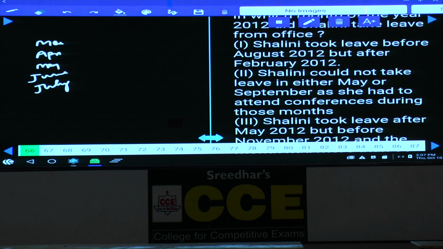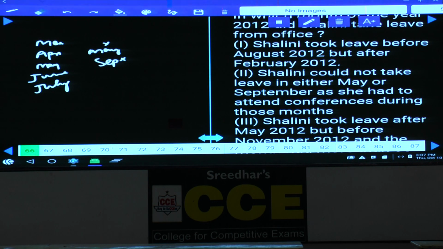Then condition number 2: Shalini could not take leave in either May or September as she had to attend a conference during those months. According to condition number 2, May and September were ruled out. Now if you combine 1 and 2, this person could take leave in March, April, June or July. Still 4 months remain, so 1 and 2 is not sufficient here.